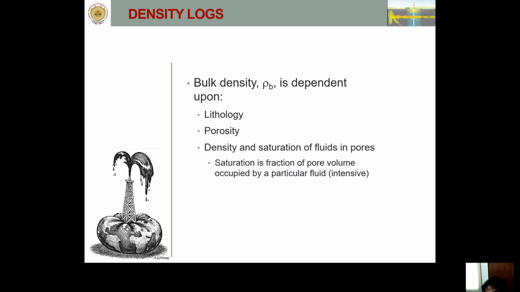Now we should also know that the bulk density is dependent upon the lithology, porosity, density and saturation of fluid in pores, and saturation is a fraction of pore volume occupied by a particular fluid, which is intensive in nature.